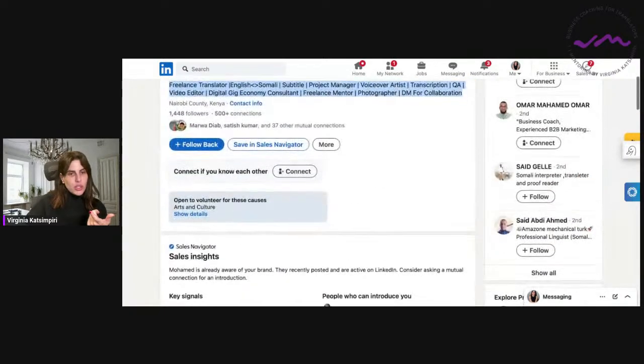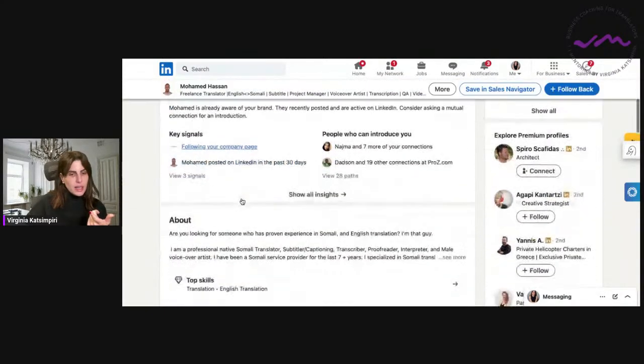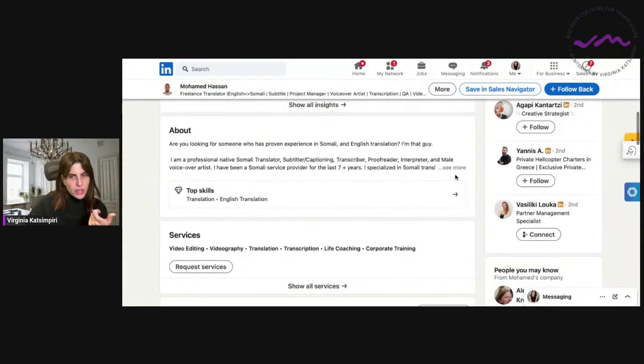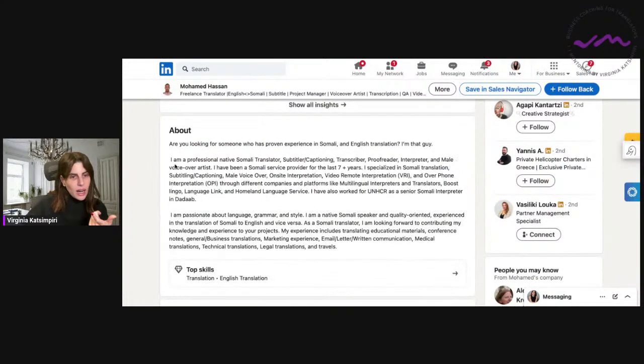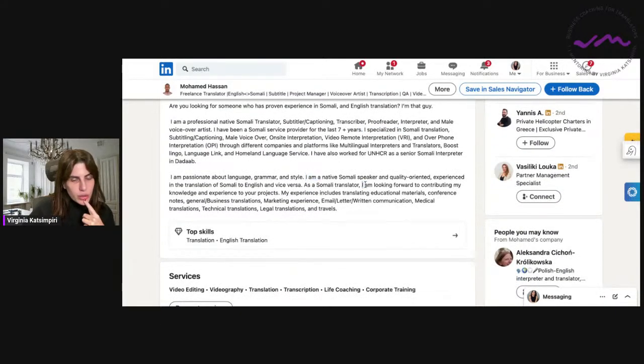I don't see the about section, it should be somewhere here. This is the about section, so I assume it is self-centered. "I am. Are you looking for someone who has proven experience in Somali?" Okay, at least I like that. You have a question, but here you talk: "I am a professional native. I have been in Somali. I specialized in. I am passionate about. I am native. So I am looking forward."